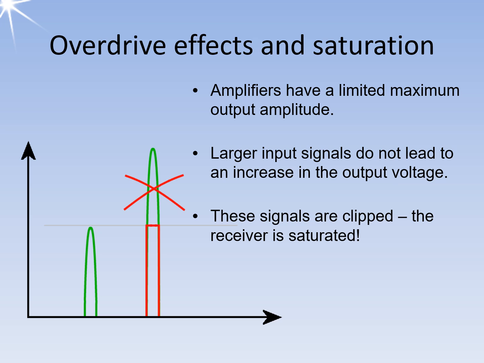Amplifiers have a limited maximum output amplitude, which is mainly limited by the supply voltage. Larger input signals then no longer lead to an increase in the output voltage. These signals are limited. In practice, the part of the signal above this is cut off while the receiver is in saturation. This applies to amplifier circuits when the transistor is already fully driven and a further increase in the base current no longer affects the internal resistance of the transistor.